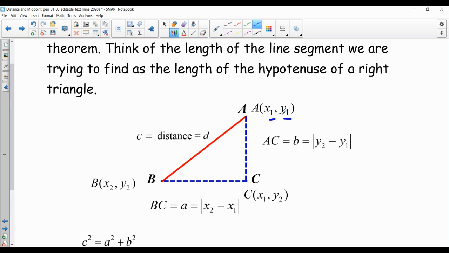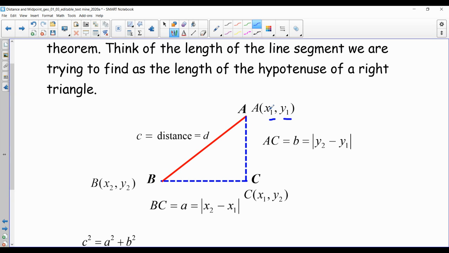Arbitrary points. They don't mean anything yet. They're just placeholders. As I said when I started this slide, the distance between 2 points is the difference, the absolute value of their coordinates. Now, you can only do this with horizontal and vertical lines.